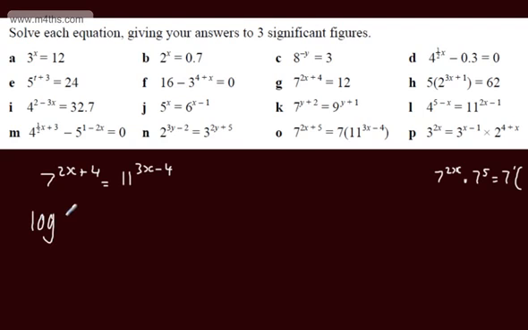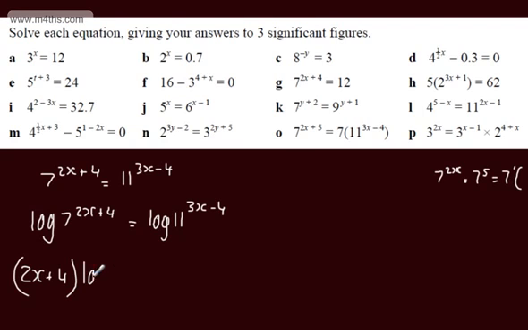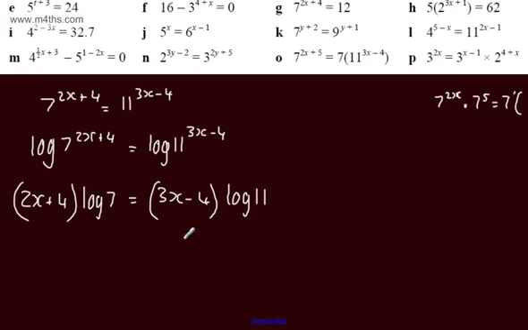Logs of both sides, log, and then we can have 7 to the power of 2x plus 4 is equal to log, and then we're going to have now 11 to the power of 3x minus 4. Bringing the powers down, 2x plus 4 multiplied by log 7 will be equal to 3x minus 4 multiplied by log 11. Now at this stage, what I'm going to do is just go ahead and do this very quickly. I'm going to now factor.